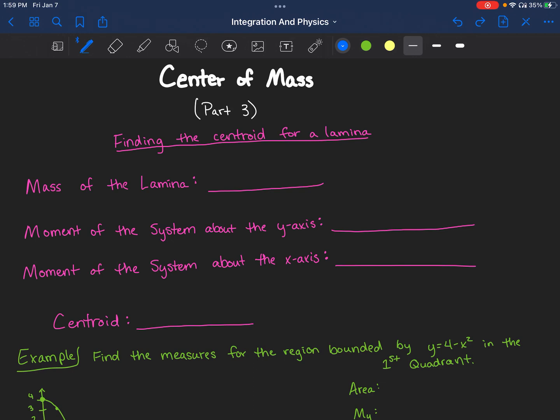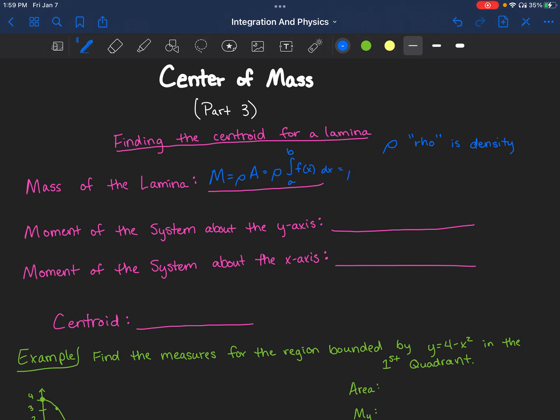And we're going to do that by saying capital M, the mass of the lamina, is rho, which is the density, and I'll write that over here. Rho is the density, and it looks like a lowercase p without the stem on it, times the area. And we can find the area using calculus. And so we'll take rho times the integral from a to b of f of x dx if there's only one function in terms of x.